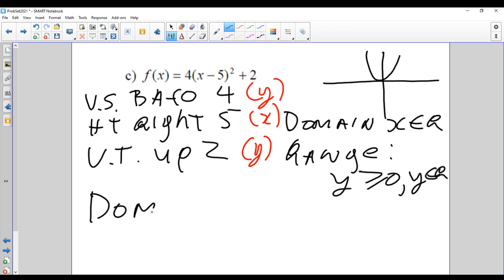So the domain of this function, adding 5 to that, sorry, what am I talking about here? It's the x values. Adding 5 to that, which is the HT, is not changing anything. It was x is an element of R before, it's still x is an element of R now.